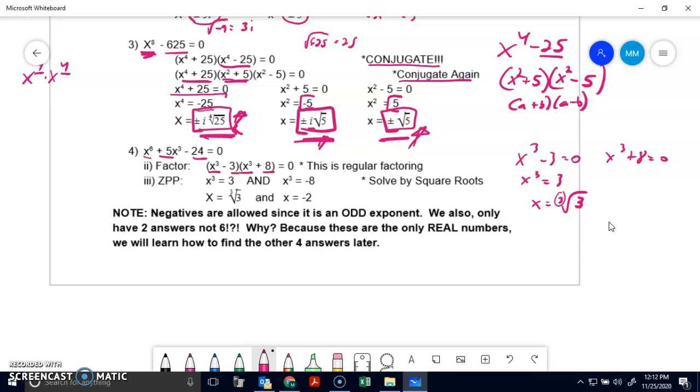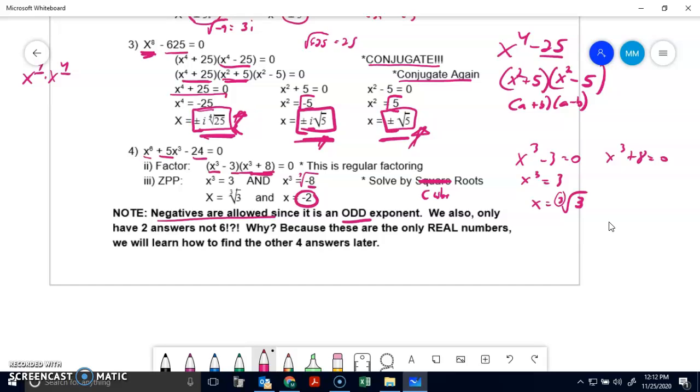But I also can do x to the 3rd plus 8. So I would minus 8, and then take the cubed root of both sides. It says square roots, but we're doing cubed roots now. Cubed root of negative 8 is negative 2, and that's it. It's not plus or minus, because I can have negatives. With odd exponents, negatives are allowed. So I don't do the whole plus minus thing with odd exponents. Okay, we'll talk more about that later.